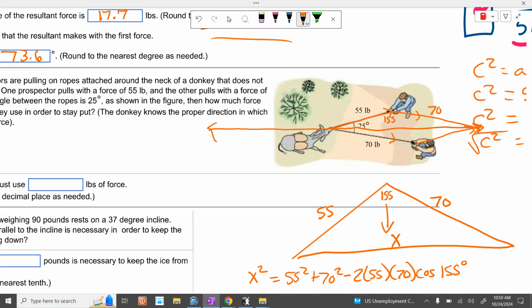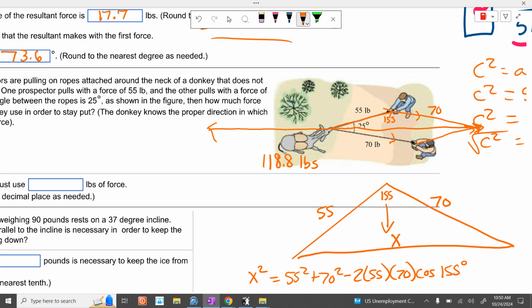But not so fast, my friends. The donkey doesn't have 14,000 pounds of force, because that's what x squared is. So we have to take the square root of that. So what's the square root of that? 118.8 pounds of force.